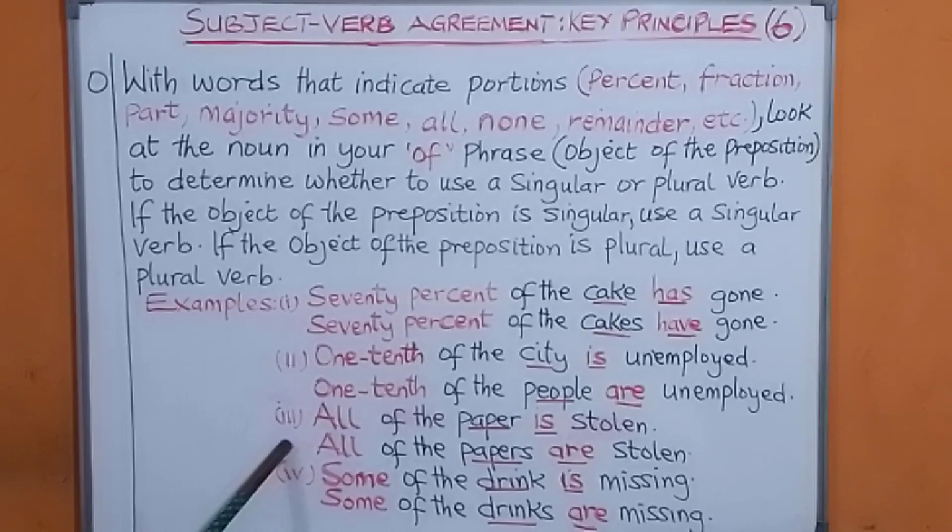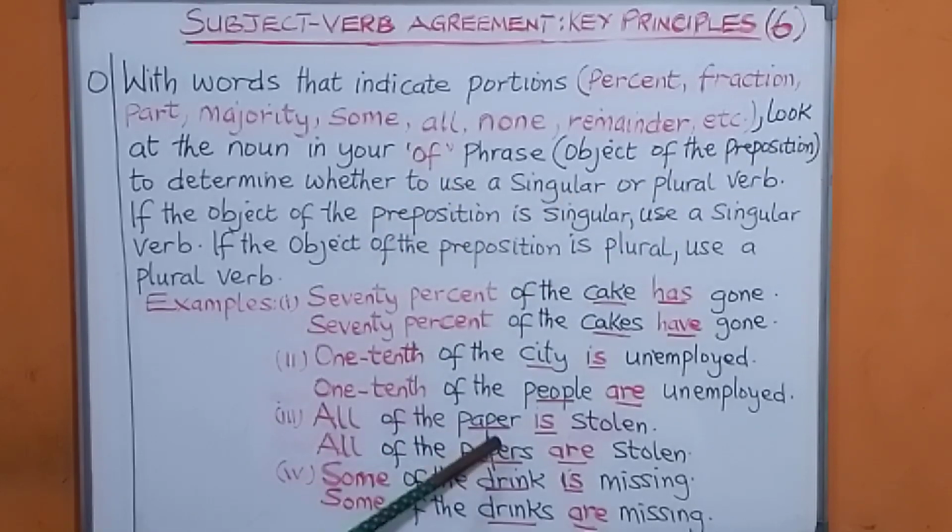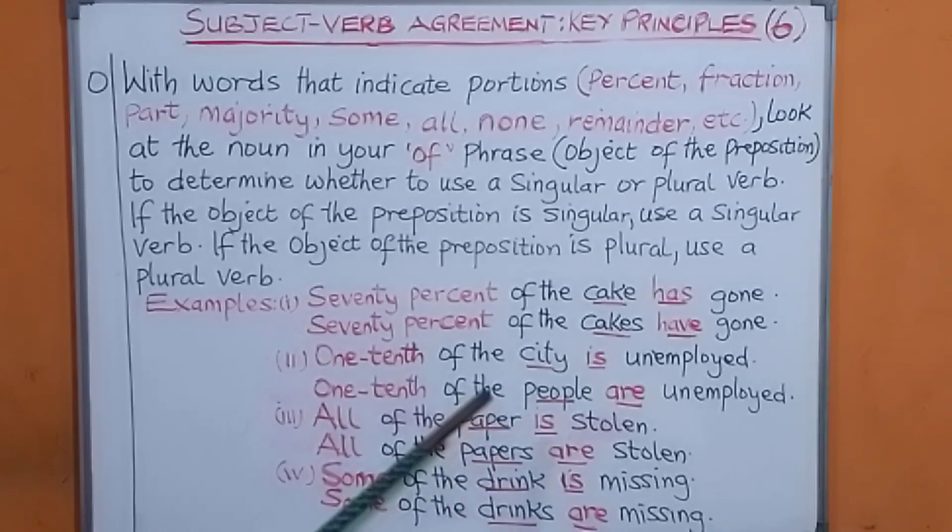Let's go to example 3. All of the paper. The paper is singular. That is the object of the preposition, so all of the paper is stolen. But you see, all of the papers are stolen.